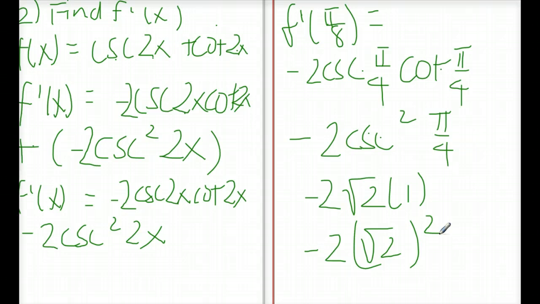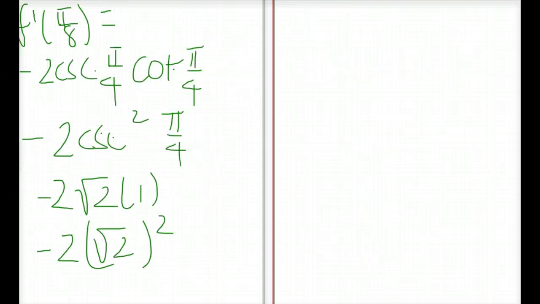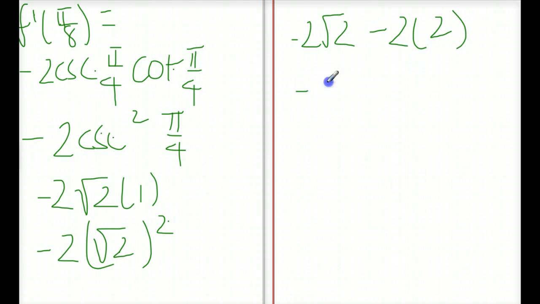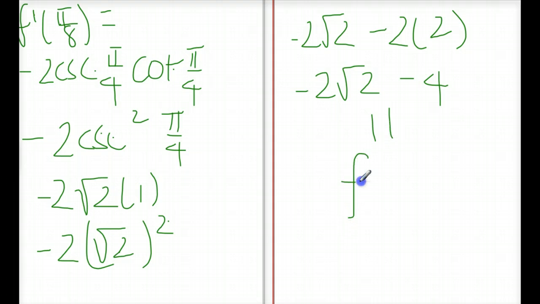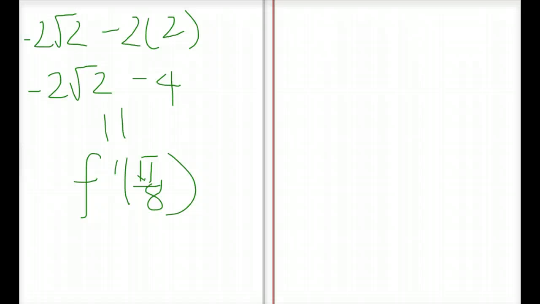And if I keep continuing, so let's do a new page, and I simplify this, I get negative 2 radical 2 minus 2, radical 2 squared is 2. So if I continue, I get negative 2 radical 2 minus 4. And this right here is your f prime of pi over 8. So our last step is to plug it into our equation. So let's full screen this.